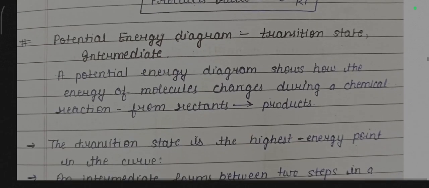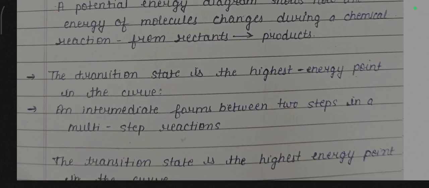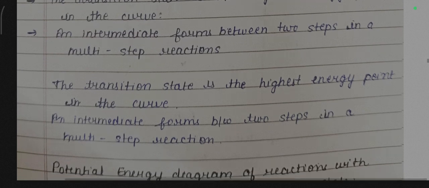Potential energy diagram, transition state, intermediate. A potential energy diagram shows how the energy of molecules changes during a chemical reaction from reactants to product. The transition state is the highest energy point in the curve. An intermediate forms between two steps in a multi-step reaction.